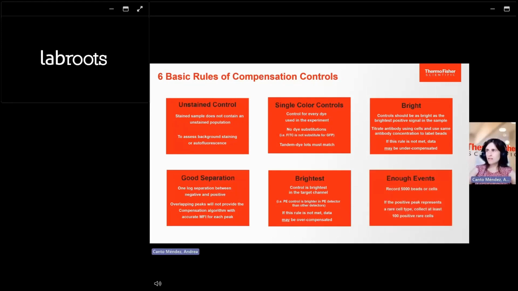And the sixth rule is to always collect enough events. It is recommended to collect at least 5,000 beads or 5,000 cells for your compensation controls. And if you are using a positive peak representing a rare cell type, collecting at least 100 of these positive rare cell types is recommended.